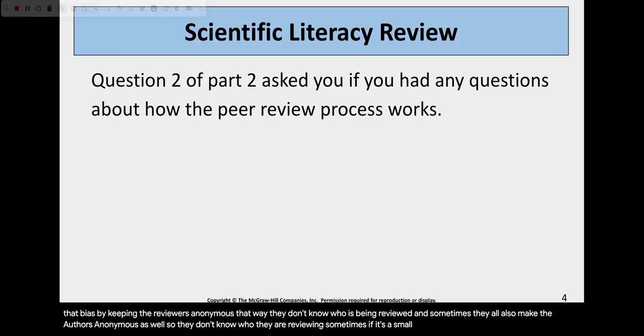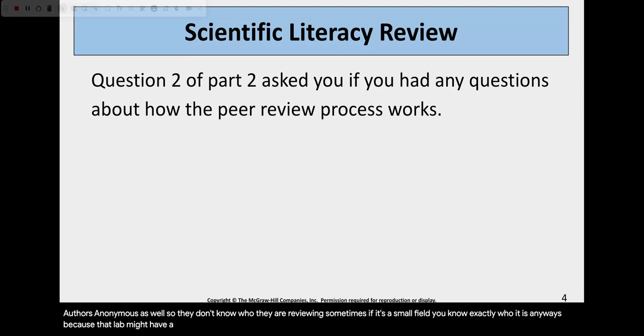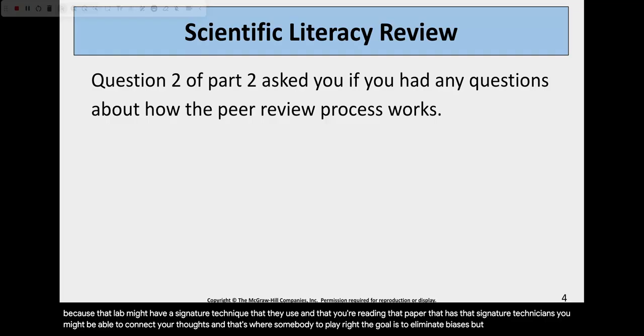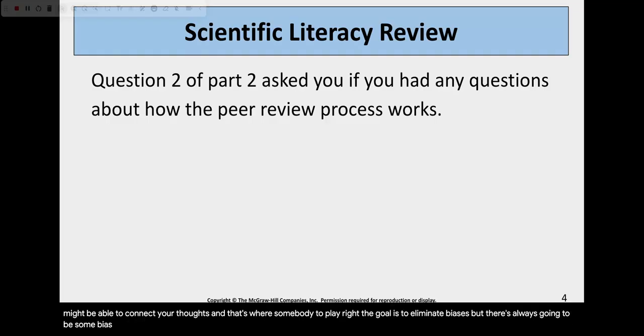Sometimes if it's a small field, you know exactly who it is anyways, because that lab might have a signature technique that they use. And if you're reading that paper that has that signature technique, you might be able to connect the dots, and that's where some biases come into play. Right? The goal is to eliminate biases, but there's always going to be some biases there, whether intentional or not. We do our best to be unbiased as scientists, but being truly unbiased is never going to be a thing. Yeah. What other questions do we have?